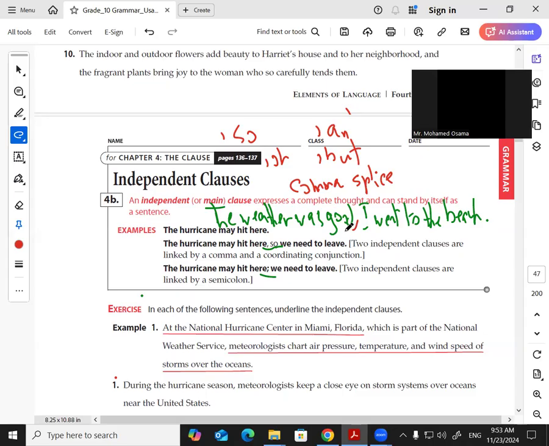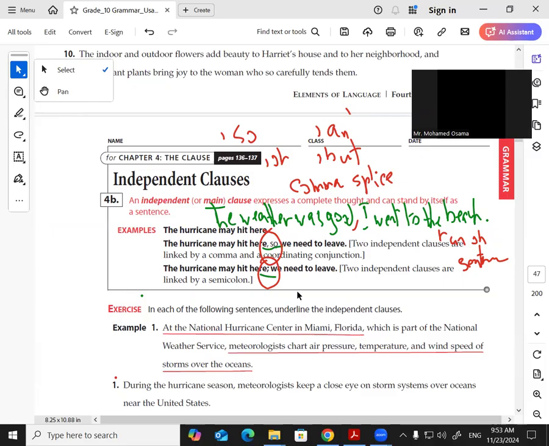Or in other words, can I leave them without any comma or semicolon or something like that? That means, can I say the weather was good I went to the beach? No, in this case it will be something called a run-on sentence. So I can link the two independent clauses with either a comma and a FANBOYS conjunction, or a semicolon.